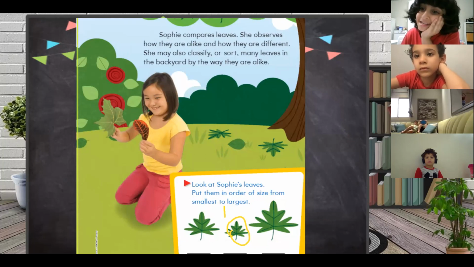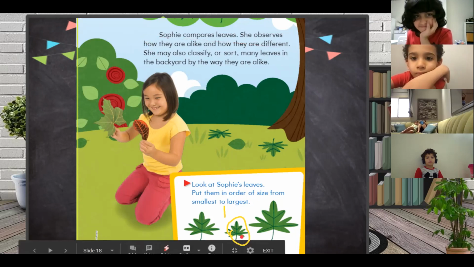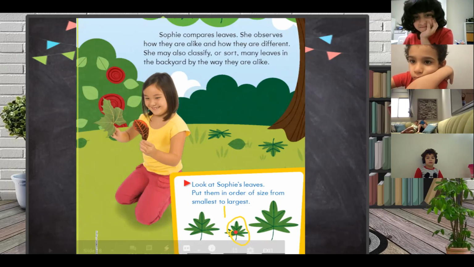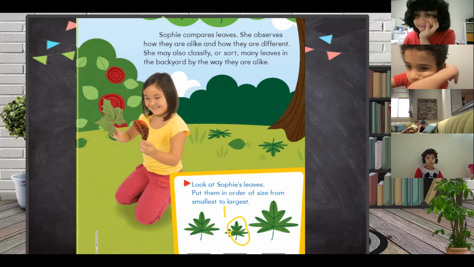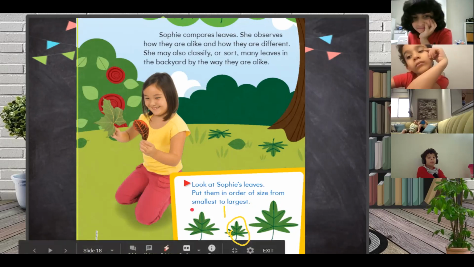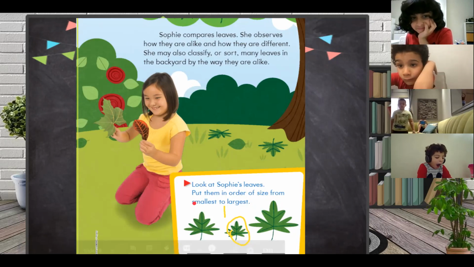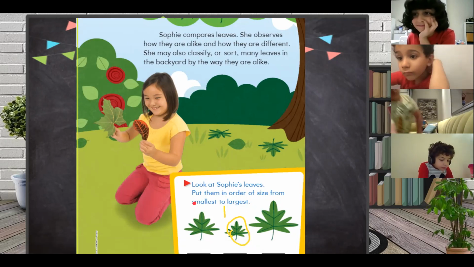I want you to tell me from the smallest to the largest. So if this is the smallest, what comes after this one? Right or left? I want you to write the number. Here or here? Left, you are saying left. Excellent. Do you know how to write on the screen? Can you write number 2?